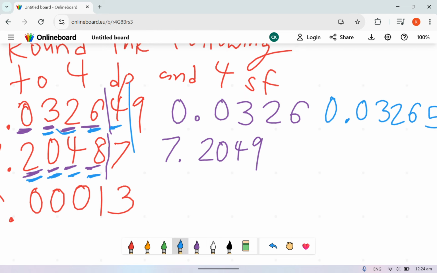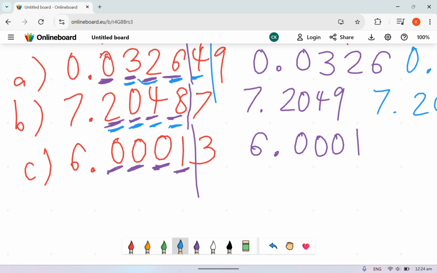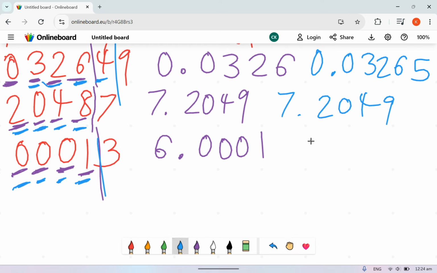So also 7.02049. Okay, the last one is going to be interesting. Now, for decimal points, you're just going to go 1, 2, 3, 4. Cut. And it's going to be 6.0001. But for significant figures, do we ignore these? No, we don't. Just so you know, these are just the same. They are all significant figures. So, same thing, cut. You're going to get the same thing for this.